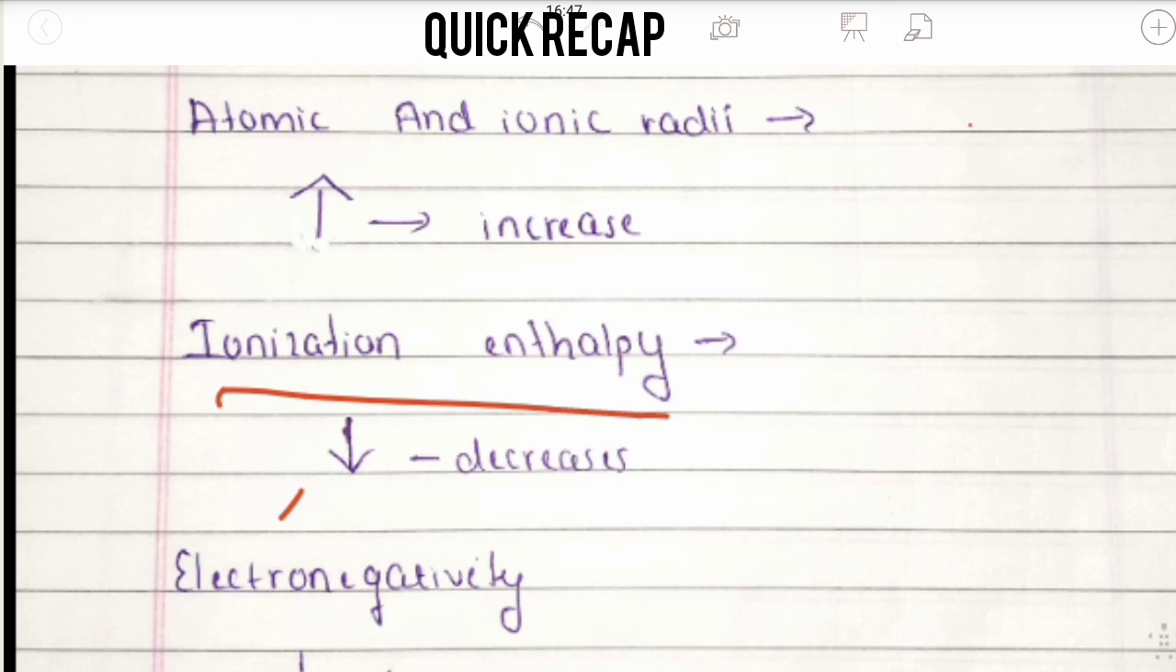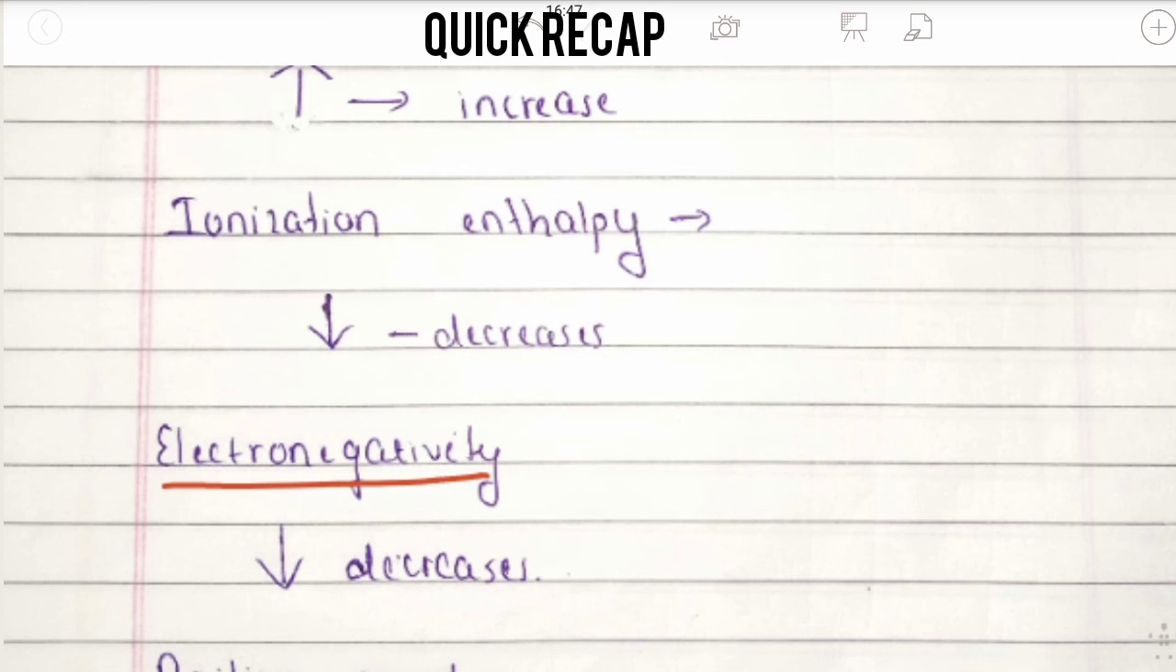Next comes ionization enthalpy. As you go down the group, ionization enthalpy decreases, because of the extra stability of the half-filled p orbitals and also due to the smaller size. Next comes electronegativity. As you go down the group, electronegativity decreases.